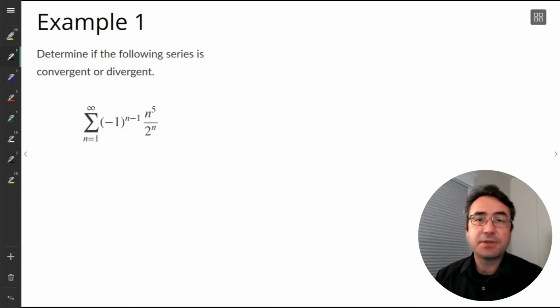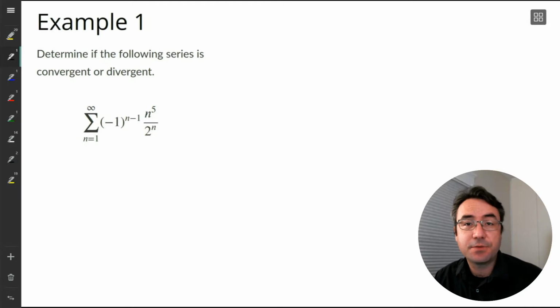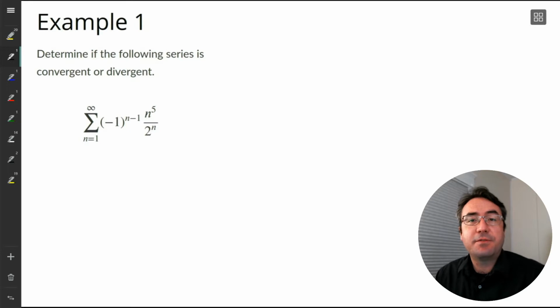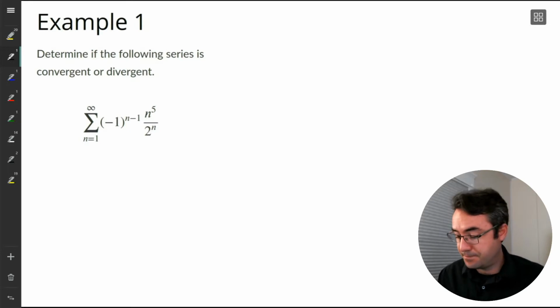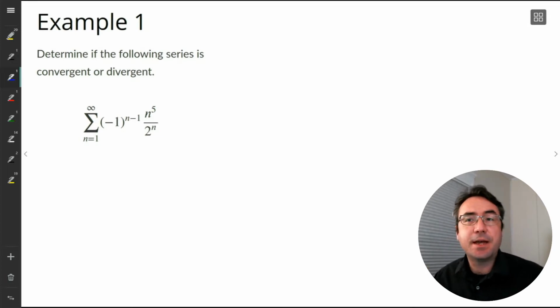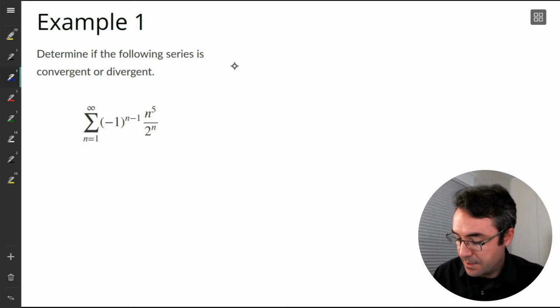So let's try an example, just to see how this works. We're given a series here, sigma n equals 1 to infinity of -1 raised to the n minus 1 power times n to the 5th over 2 to the power n. So we're interested in determining whether this series converges or diverges. The first step is really to set up the limit that we're going to do and simplify as much as possible.